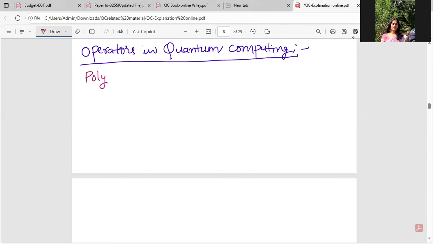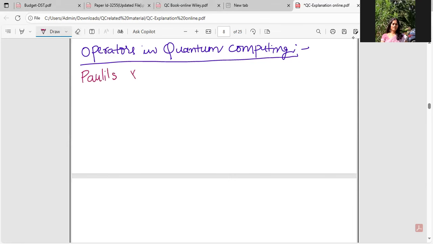The operators, as I have said, Pauli operators. X, Y, Z operators are there, about which we had discussion in the previous videos. Along with this, there is an extra one, the identity operator. This also I made a mention in the previous video. There is a different notation for this.